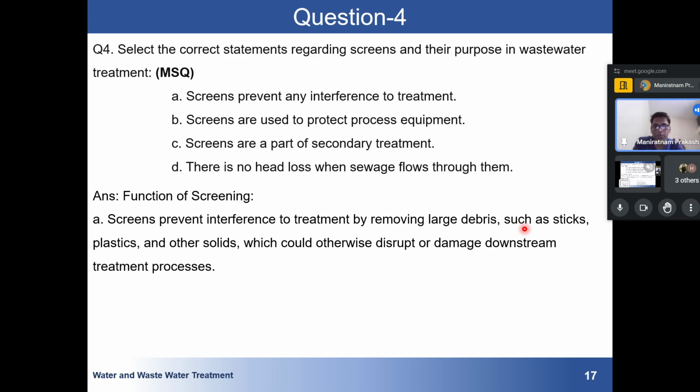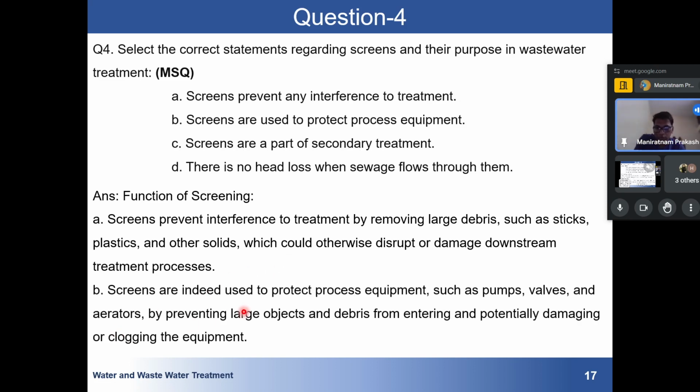And why are we removing it? The primary sedimentation tank has to remove the suspended particles. If we try to remove all the suspended particles in the primary sedimentation tank only, it will increase the burden on that tank. So every unit has some function so that the upcoming treatment unit works in a very smooth way.